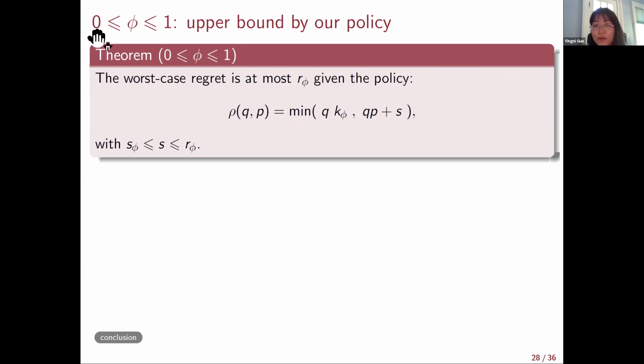Combining what we have for phi being 0 and phi being 1, the worst case regret is at most I phi given the following policy. So we just change this price from V upper bar to K phi. This policy has 3 elements. The first element is that the firm is not going to get more than K phi per unit, right? Because rho Q phi is the minimum of these two. So you are not going to get more than K phi. That is a price cap. That makes sure that the firm does not extract too much surplus from the consumers.